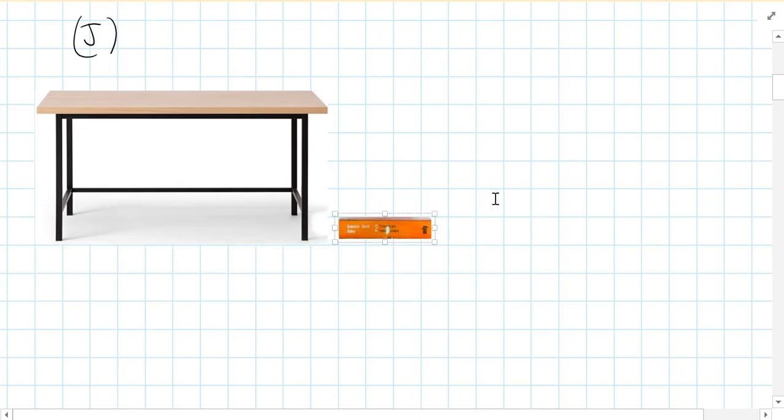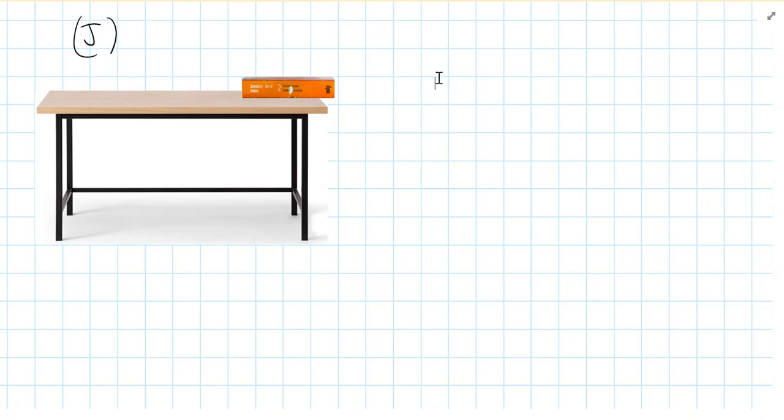Now, I'm going to ask you questions about positive, negative, and 0 work. That's all I'm going to focus on right now. Let's say I had the book, and it starts from rest, and I lift it up and put it on the table. It's now at rest again. Was there any work? Was the work done positive, negative, or 0?